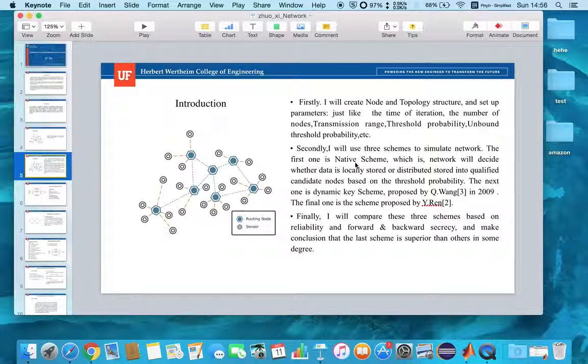The first one is the native scheme, where the network will decide whether the data is locally stored or distributed into qualified candidate nodes based on the threshold probability. The next one is the dynamic key scheme proposed by one, and the final one is the best scheme, proposed by Yiren. And finally, my creativity is that I will compare the three schemes based on reliability and forward and backward security, and conclude that the last scheme is superior to the others.